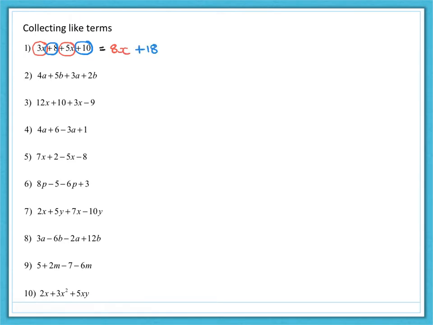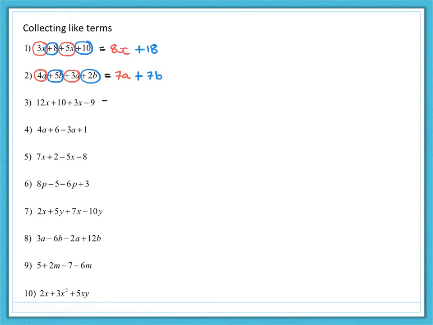So this first expression simplifies down to give us 8x plus 18. Let's do the same thing in the next one. I can collect a 4a and a positive 3a. I can collect a 5b, which is a positive 5b, and a positive 2b. So collecting the a terms, we get 7a. Collecting the b terms, we get 7b.